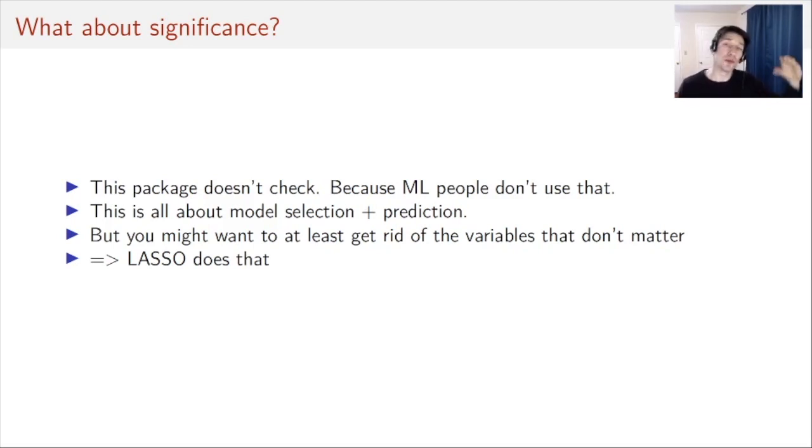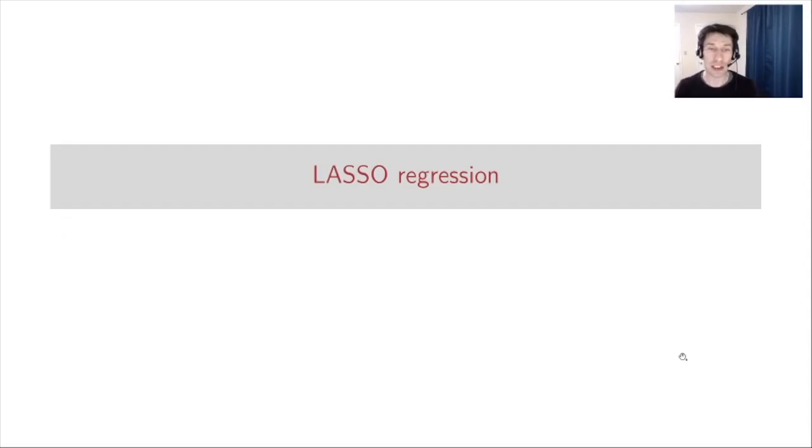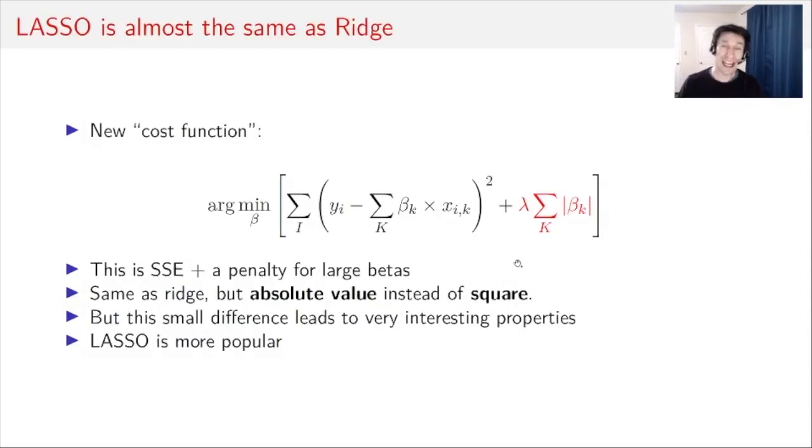Because Lasso not only reduces the value of your betas, at some point they hit zero and then they drop out of the equation. So then you can get rid of the variables that really have no explanatory power. Okay, so now we get into Lasso regression. So Lasso regression is almost the same as ridge. Why is it almost the same? Well, because it functions the same way.